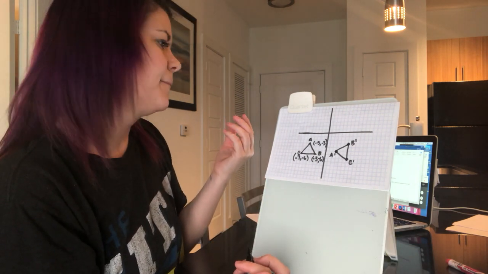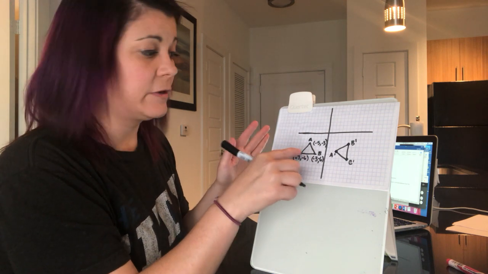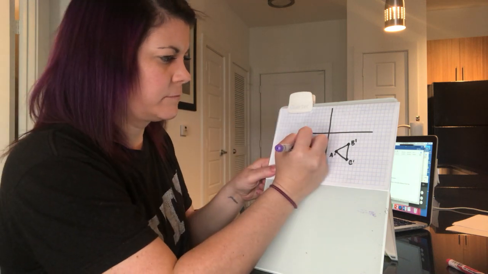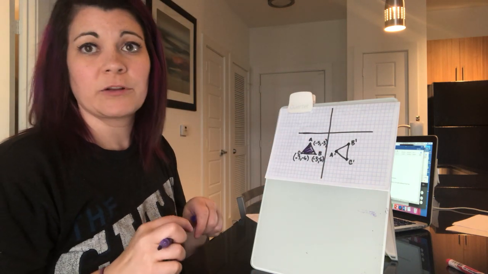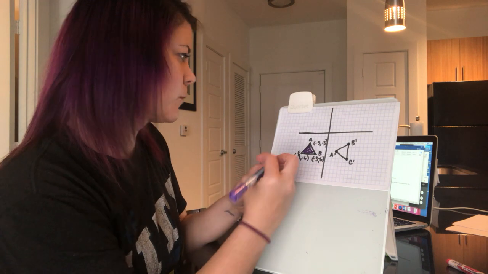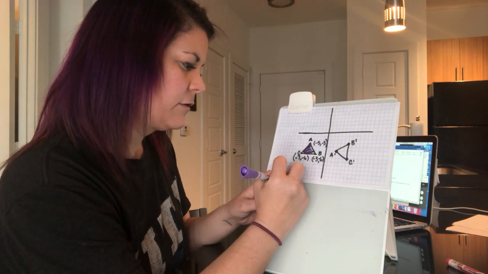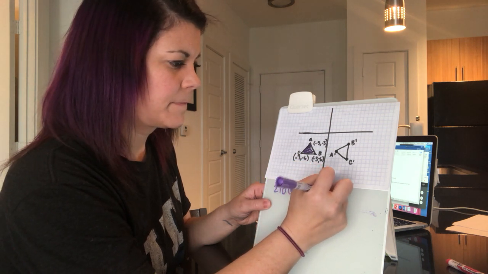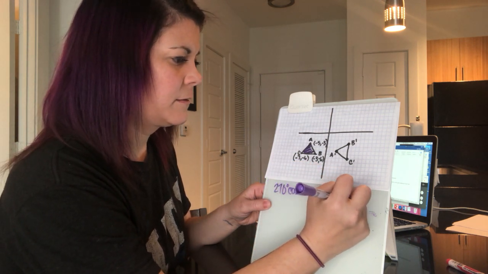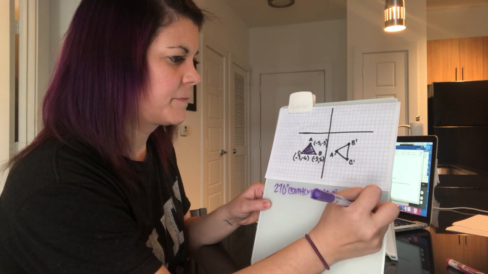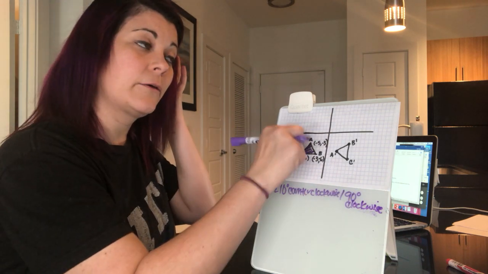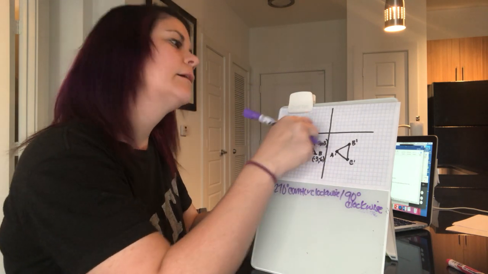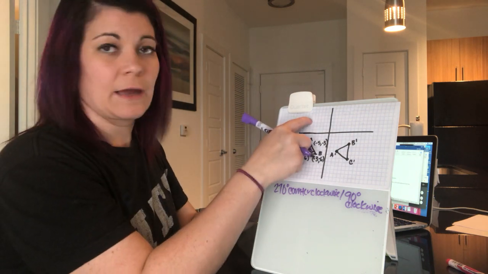We'll do the same thing with this triangle. That is our original triangle. So here is the rule for 270 degrees counterclockwise and 90 degrees clockwise. So if we go 90 degrees clockwise, it should end up in this quadrant, or 270 counterclockwise should end up in that quadrant.